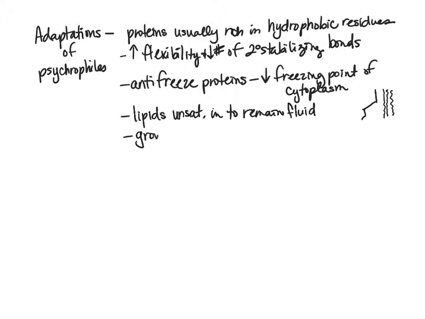And then growth rates are lower. They go through the processes to grow much, much slower, and that's an adaptation. So we're not going to see 20-minute generation times with a psychrophile, for example. It might be multiple hours or days or weeks.